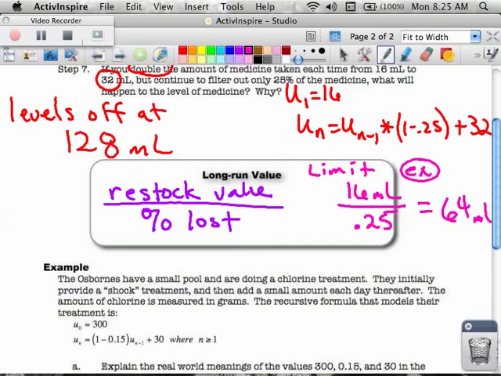Your restock value means how much you are putting in each dose. And I was going down by 25% each time, so that's how much I was losing. If you take those two numbers and divide them, you find the long-term value, otherwise known as your limit.